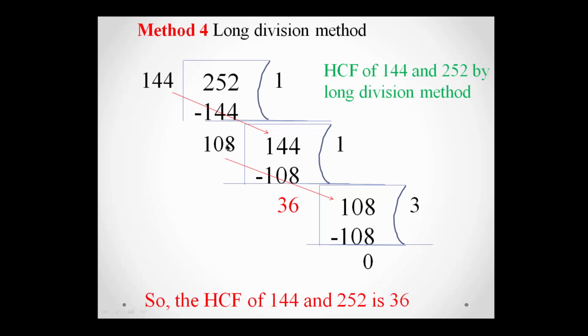So now we will make the remainder the divisor and the previous divisor the dividend. So after dividing we are getting 1 as the quotient and 36 as the remainder. Now we will again divide. So 36 multiplied by 3 is 108. So we are getting 0 remainder. Now we need to stop. So HCF of 144 and 252 is 36.